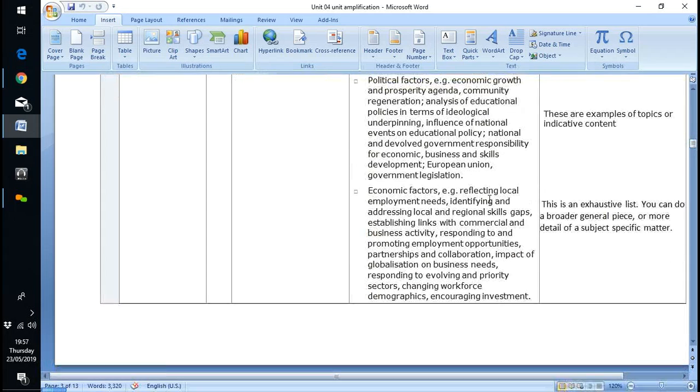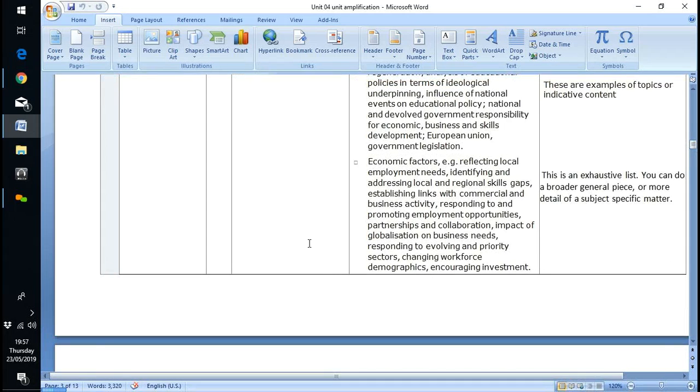So there are a whole host of things that you can have a look at. Economic factors, reflecting the local employment needs. It all builds into the same thing: identifying and addressing local regional skills gaps, establishing links with the commercial and business activities, and responding, that's apprenticeship, responding to promoting employment opportunities, partnerships, collaboration, impact of globalisation on business needs, responding to the evolving priority sectors, changing workforce demographics. All of those things I've just been talking about now, really.